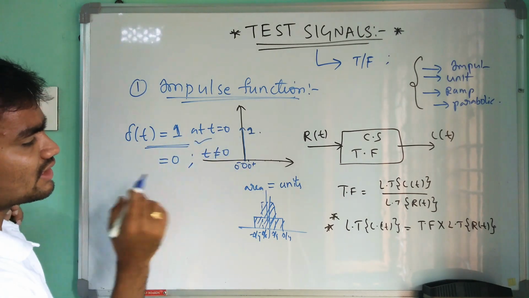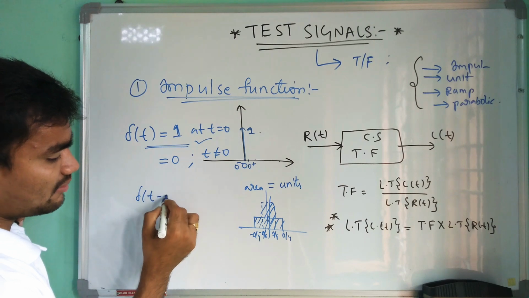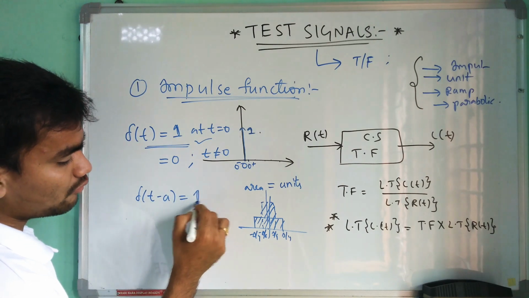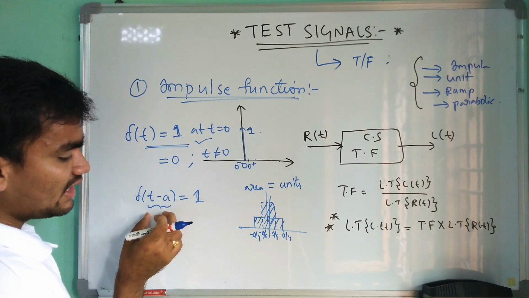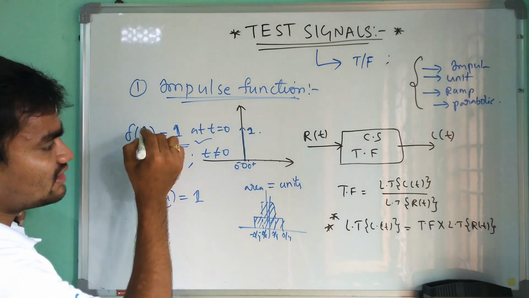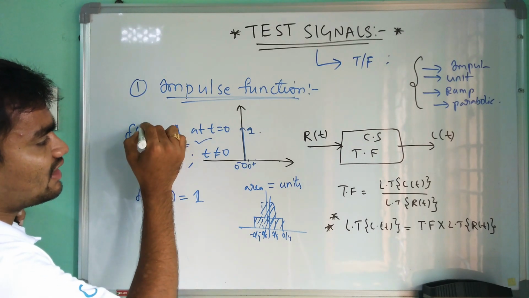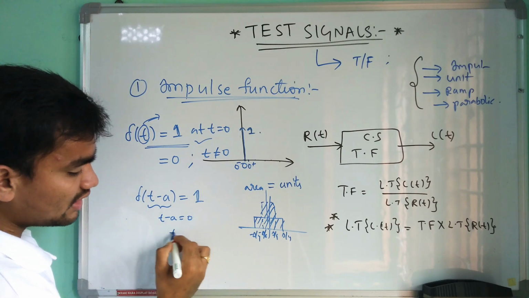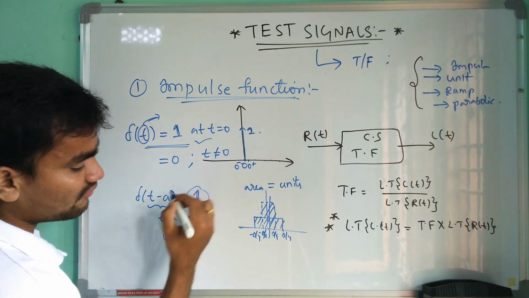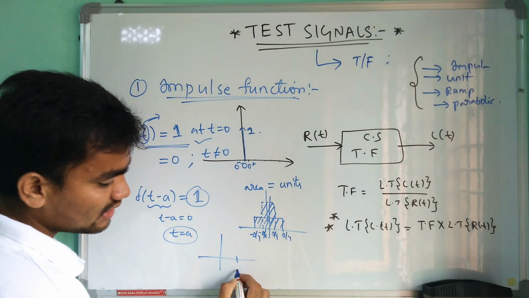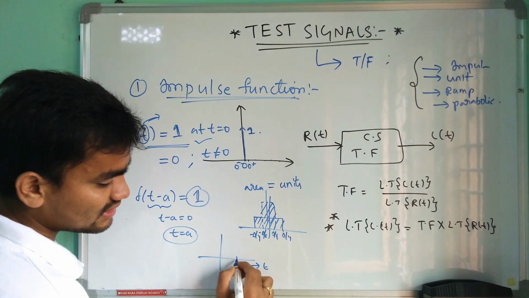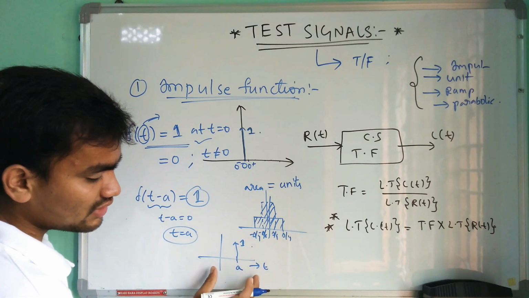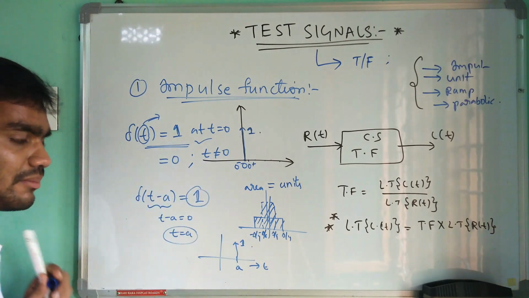Now you can observe this clearly. What is the value of del of t minus a when it should be equal to 1? You have to equate the argument of the function, that is, what is present in the bracket, to 0. Here I am equating t equal to 0, and here t minus a equal to 0. So at t equal to a, you get the function value as unity. Suppose this is my a along the t axis, then here my value should be 1. This is the actual definition of the impulse function.